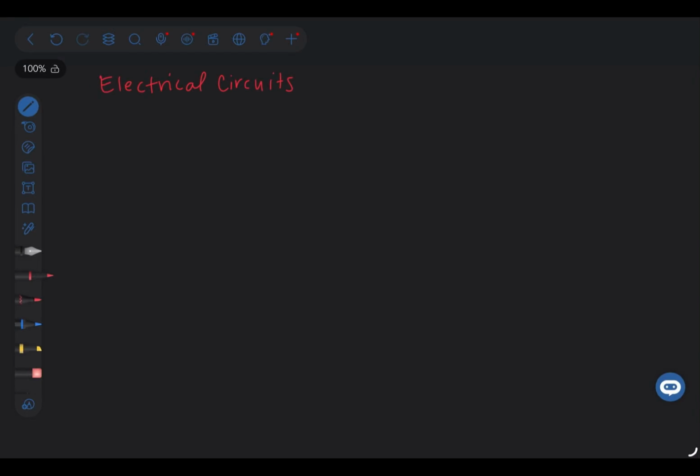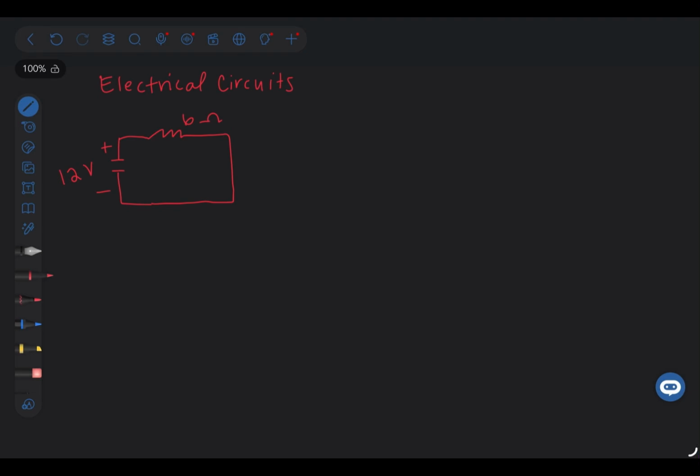Hi, today we're going to be doing electrical circuits. First we're going to start by talking about each component of a circuit. So we're going to draw a little one right here.